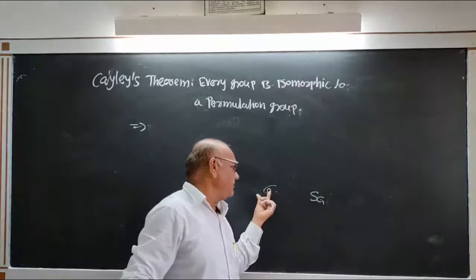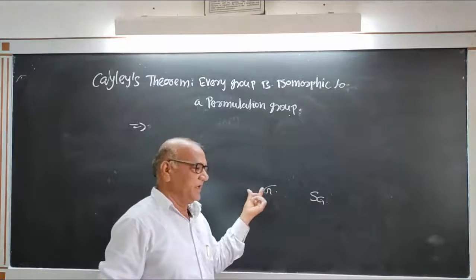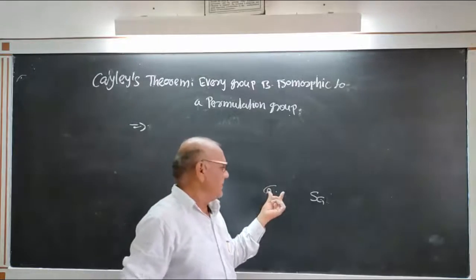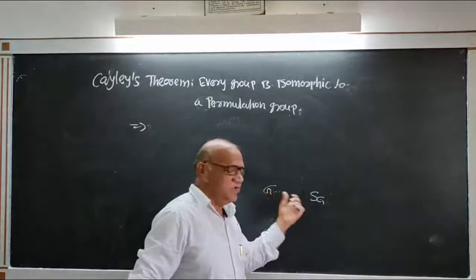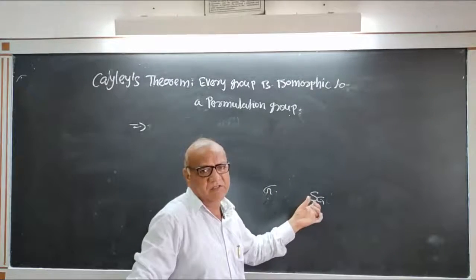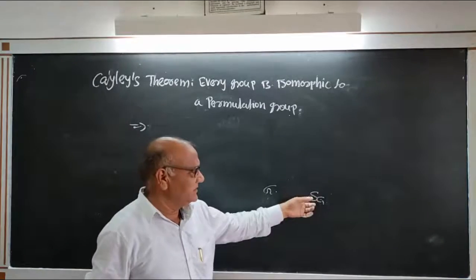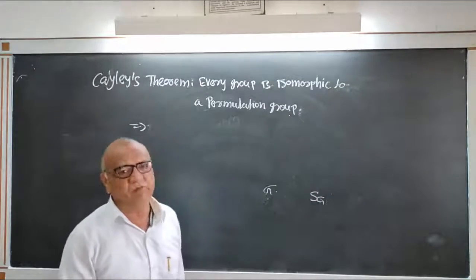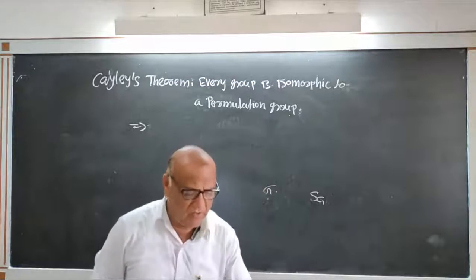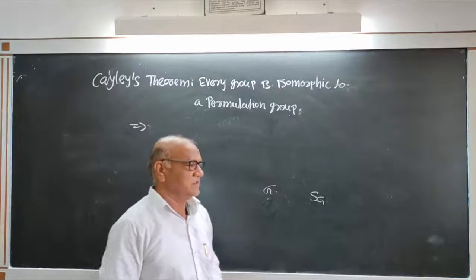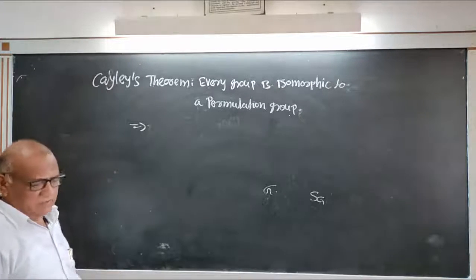And define a map from G to H_G. This map is an isomorphism from G to a subgroup of H_G by the above lemma. And this subgroup is a permutation group. That means G is isomorphic to a subgroup of a permutation group.